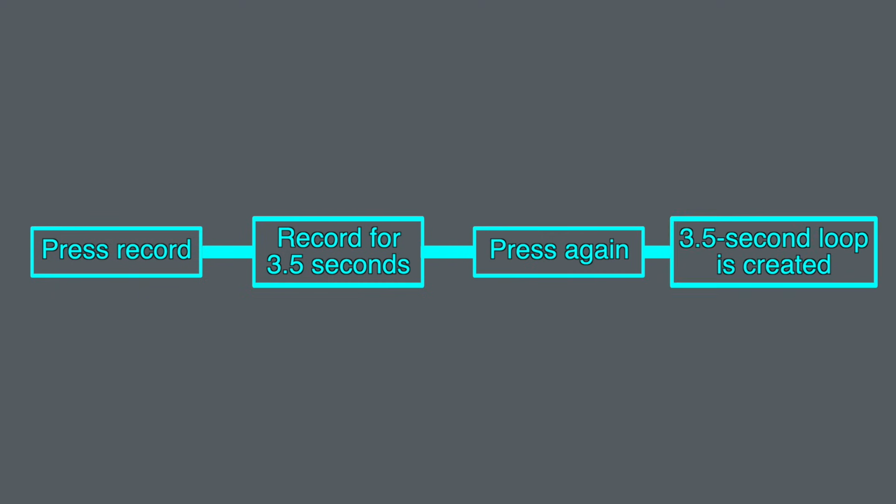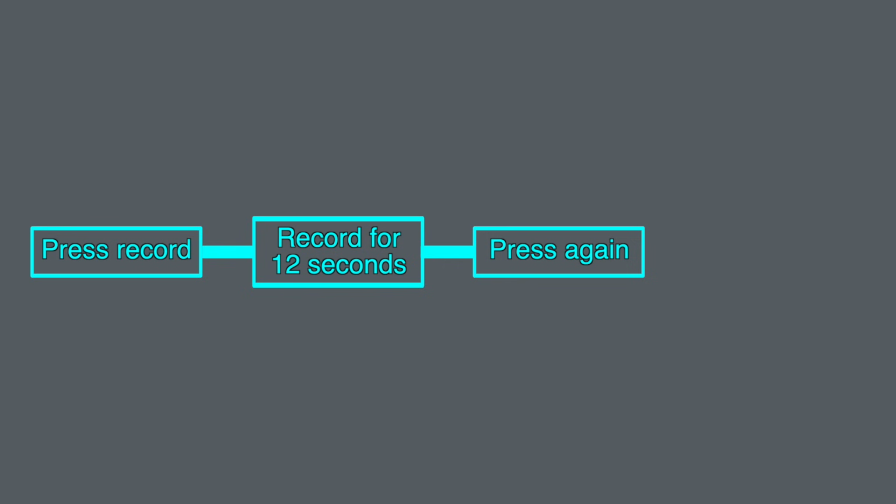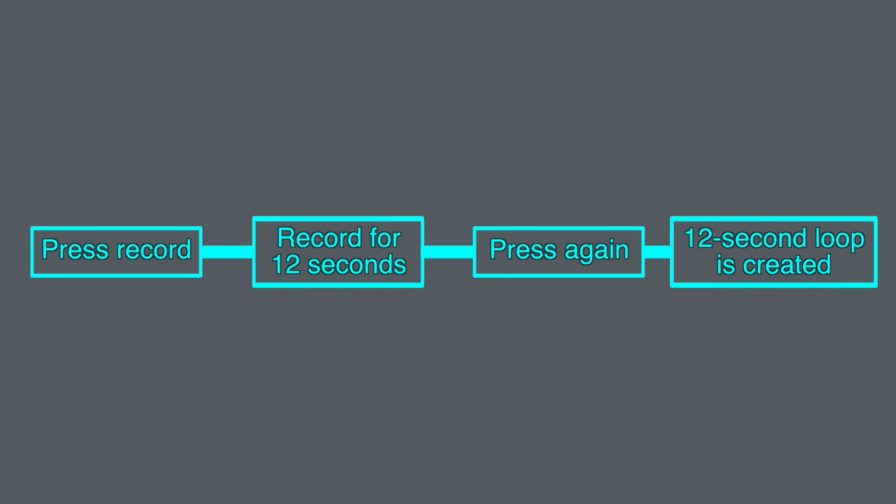Right now, I can only record a 2-second loop. Not only is it too short, but a looper should be able to record a loop at any length. For example, if I press the button, record for 3.5 seconds, and press the button again, there should be a loop that's 3.5 seconds long. And if I start over and record for 12 seconds, there should be a 12-second loop.